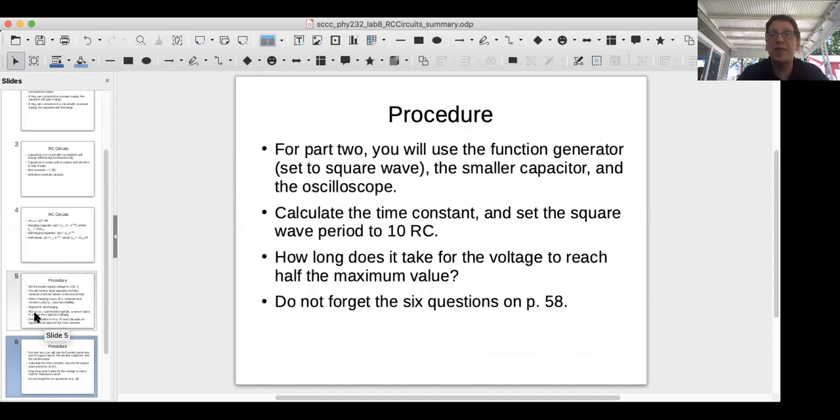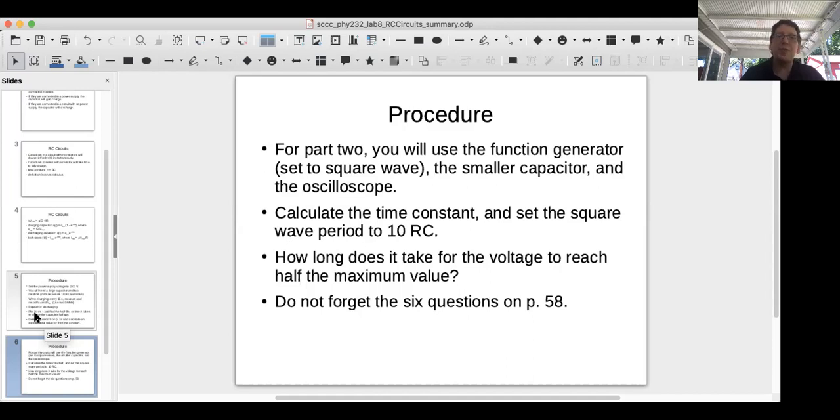For part 2, we're going to use a special kind of voltmeter called an oscilloscope that measures voltages over very, very small periods of time. So it's extremely time sensitive. We're going to use a much smaller capacitor for this part. And so we set it up so you're having a square wave. So half the time it's at your maximum voltage, and then half the time it's at 0. And so you're asked, how long does it take for the voltage to reach half the maximum value? And you'll be able to figure that out from the reading on the oscilloscope.